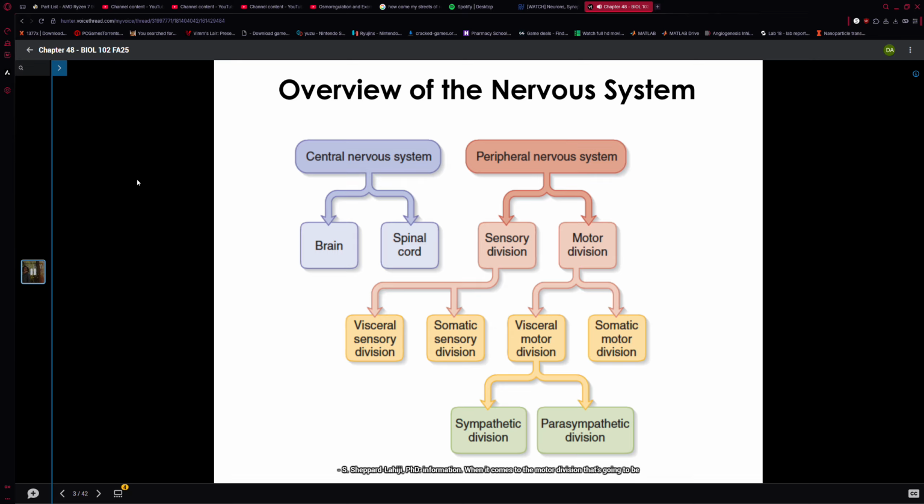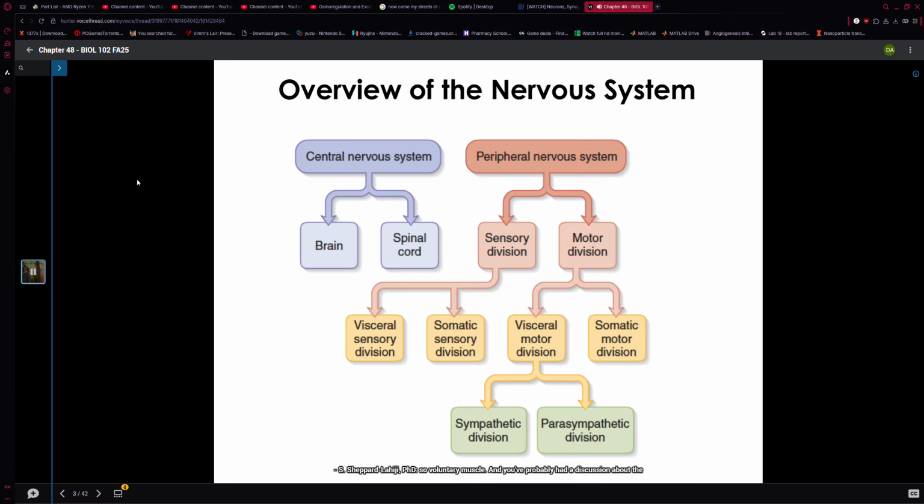When it comes to the motor division, that's going to be carrying signals towards muscle cells so that it can carry out the body responses. What should we do with this information? How should we respond? So there is the somatic motor division, and that will send signals to skeletal muscles. So things such as the muscles in your arms and legs, these will lead to muscle contractions, which we'll talk about in our discussion of motor mechanisms. And these are essentially things that you can control. So voluntary muscle.